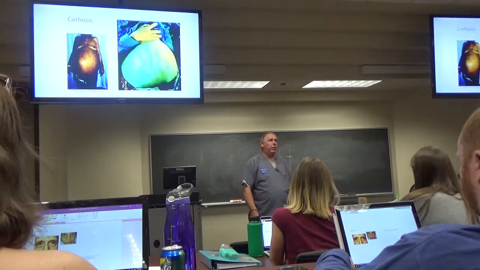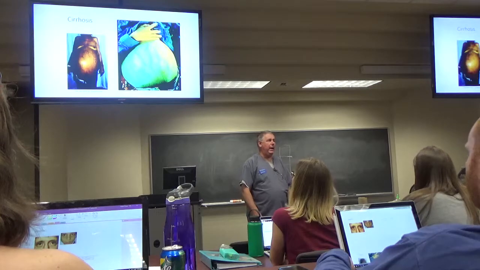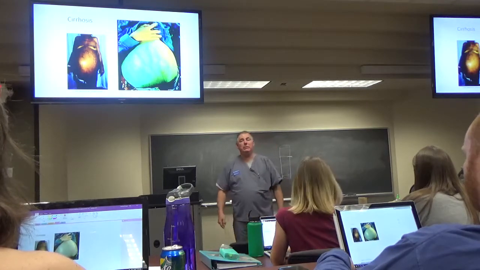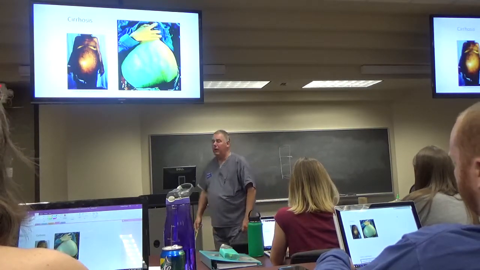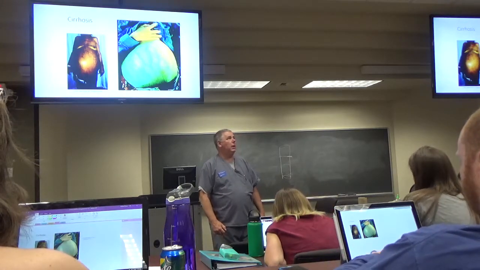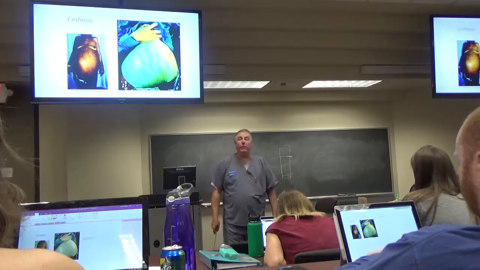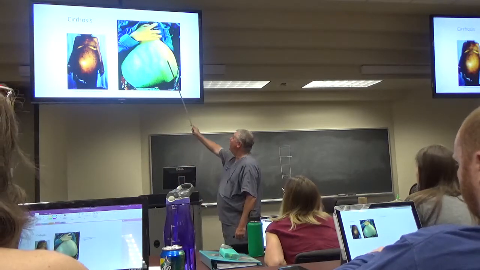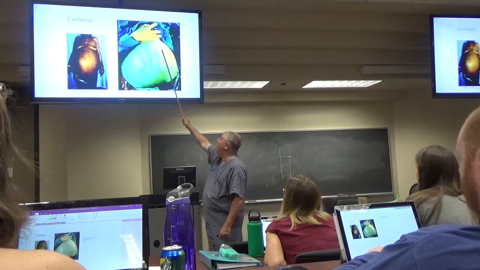But if this is occurring, this looks bad and it is bad. This is just a ton of ascites as a result of cirrhosis and or liver disease. This right here kind of looks like the liver edge. That may be the liver edge there.